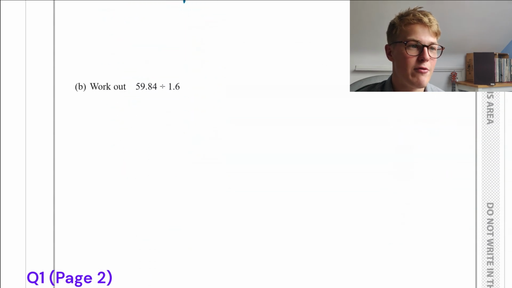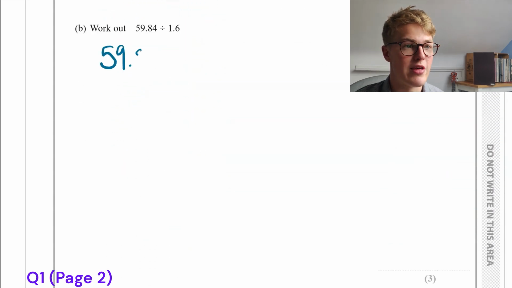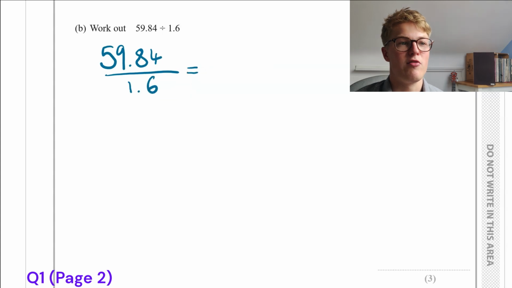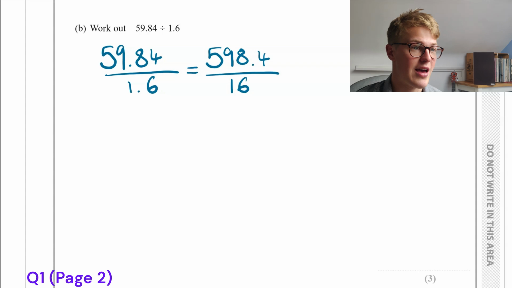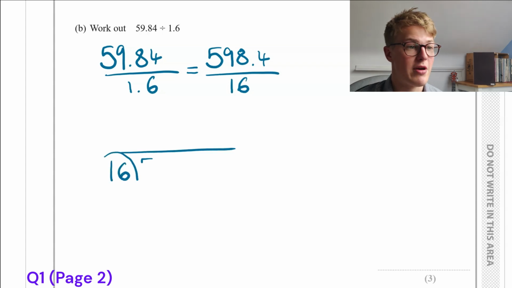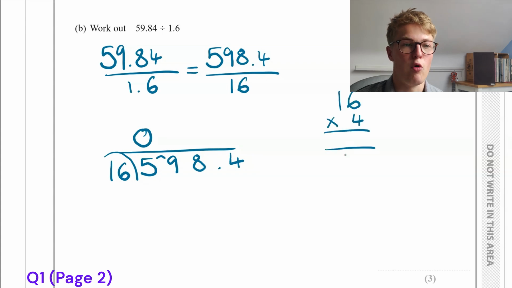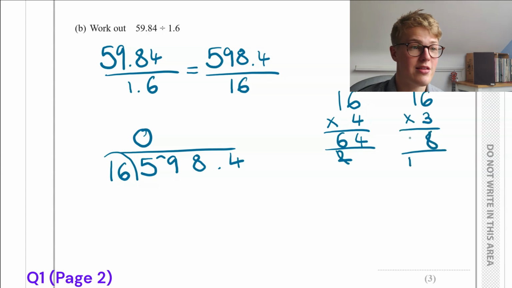Moving on, we need to work out 59.84 divided by 1.6. So you can think of this as 598.4 divided by 16 when we multiply the numerator and the denominator by 10. We then do long division for this. We have 598.4 divided by 16. And then we do 16 into 5 is 0, so then we do 16 into 59, and then you do a bit of estimation. I did 16 times 4, and that gave me 64, so that's too big. 16 times 3 then is 48, so I'm going to use that.